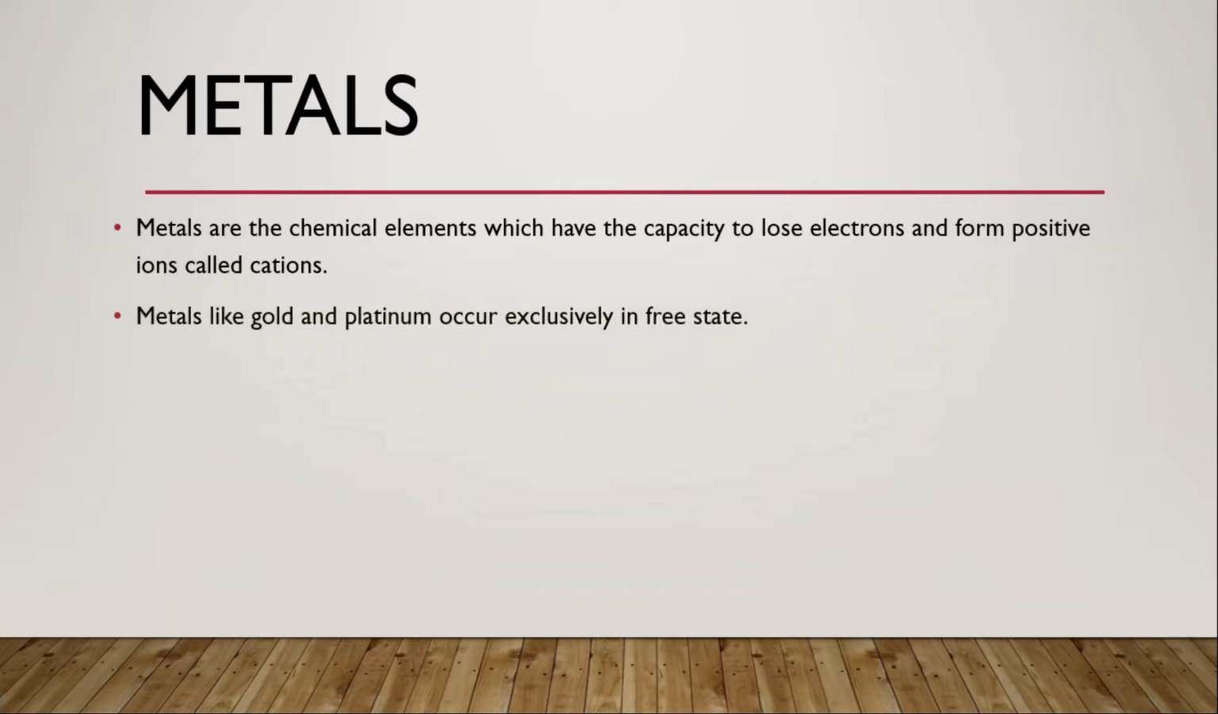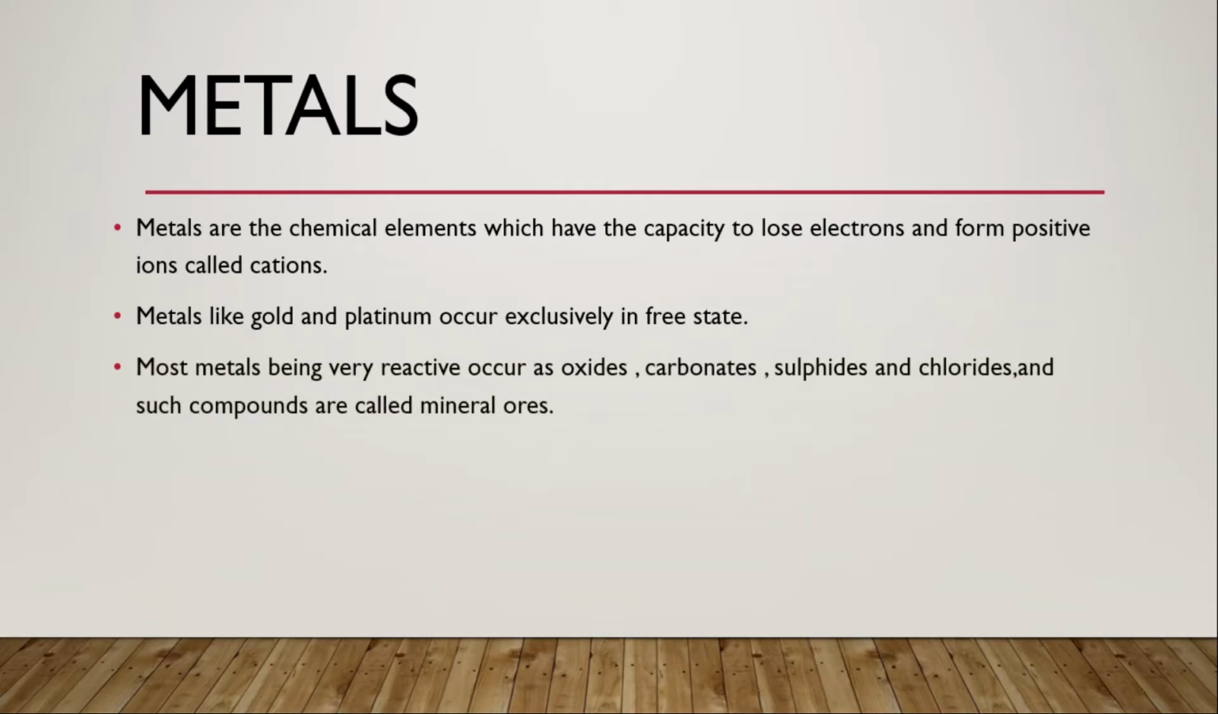Metals like gold and platinum generally occur free in nature, in the free state, because they are not very reactive. They are found in their pure form. The metals which are very reactive generally form their oxides, carbonates, sulfides and chlorides, and such compounds are known as mineral ores. It is from these ores that the metal is extracted.